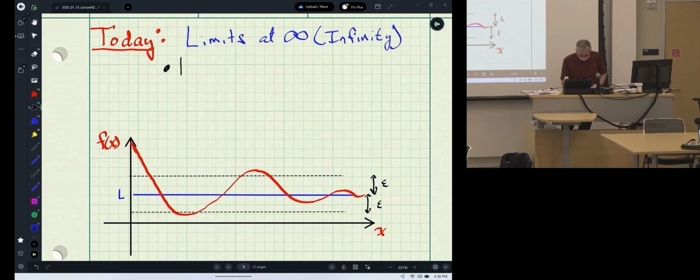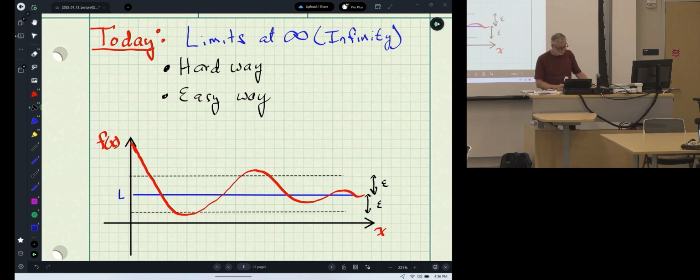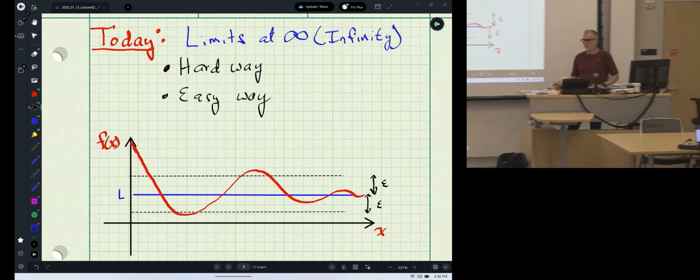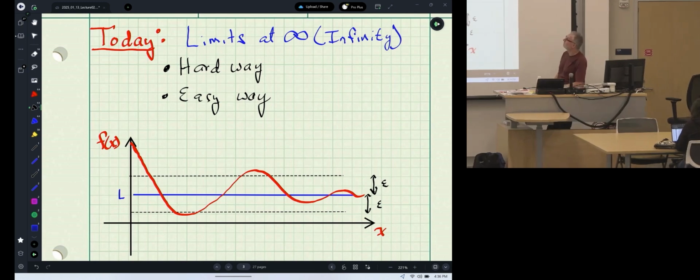So we're going to do these limits in two ways. We will start with the hard way, and then we'll transition to all of the intuition we build up with our careful analysis to finding the engineering way, okay? So we will definitely transition to that.